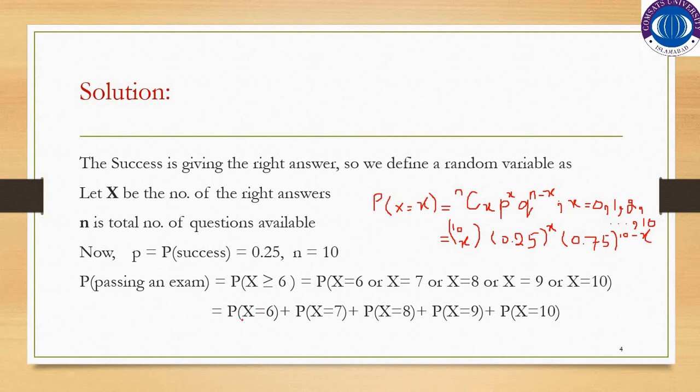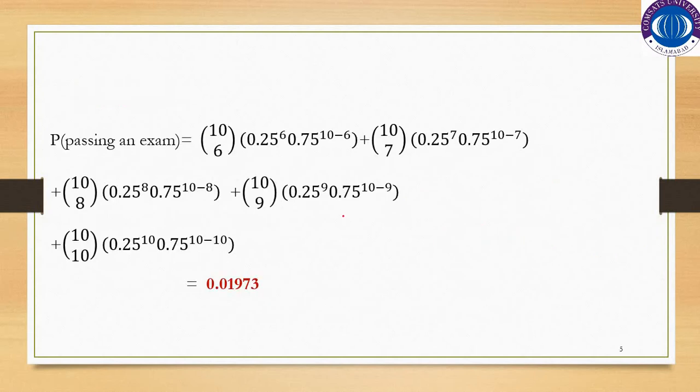So whenever we say probability x is equal to 6, we will substitute here 6: 10c6, 0.25 raised to power 6, 0.75 raised to power 10 minus 6. Whenever we say probability x is equal to 7, we will substitute 7 in the place of x. So by applying this, we will get 10c6, 10c7, 10c8, 10c9, till 10c10. And the final answer will be 0.01973. So this is the probability that Jeff will pass an exam.